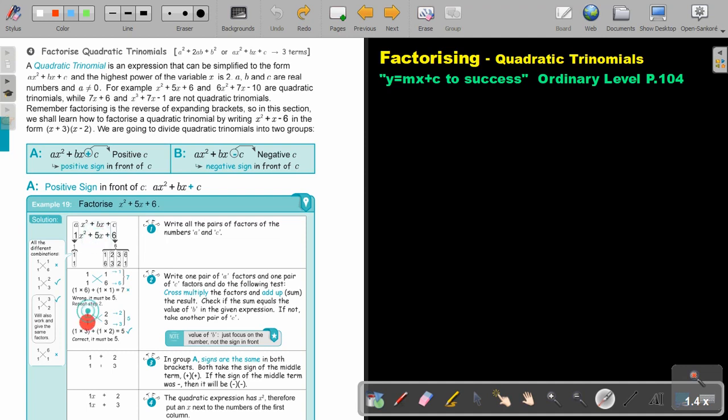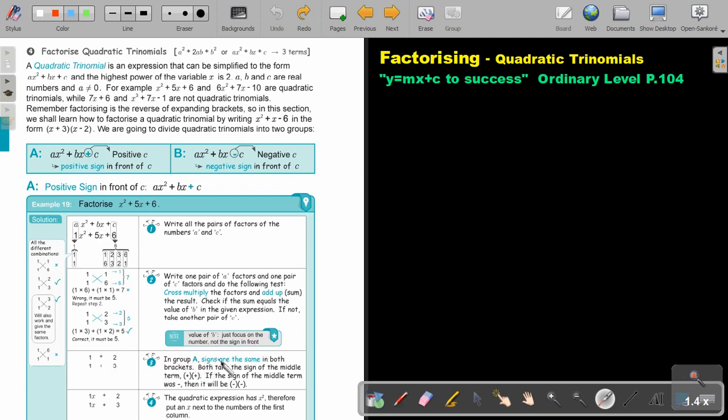Take another one. Keep 1 and 1 and take 2 and 3. So then you say 1 times 3 is 3. 1 times 2 is 2. And 2 plus 3 is 5. Wow, we got it, 5. And now it's just the signs. So for the value of B, just focus on the number, not the sign. Now we will come to the signs.